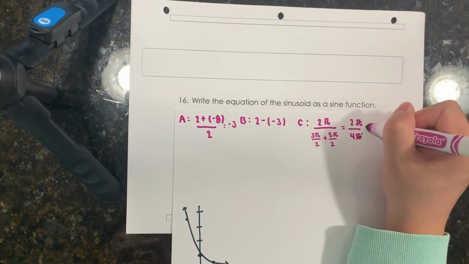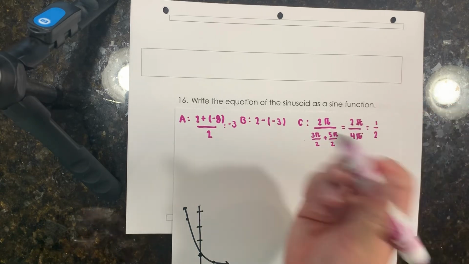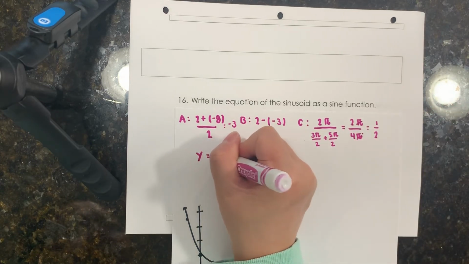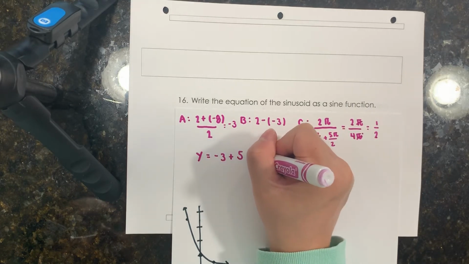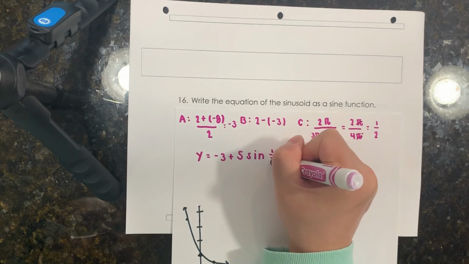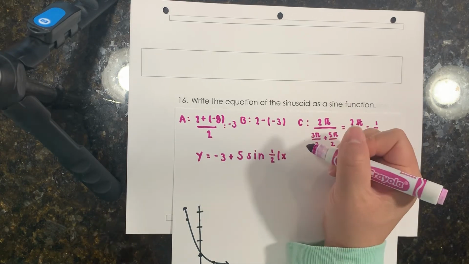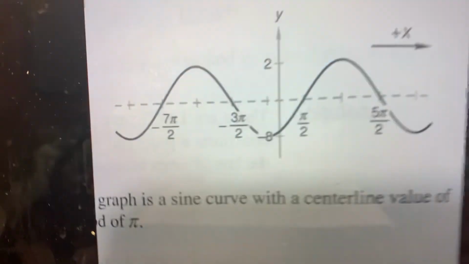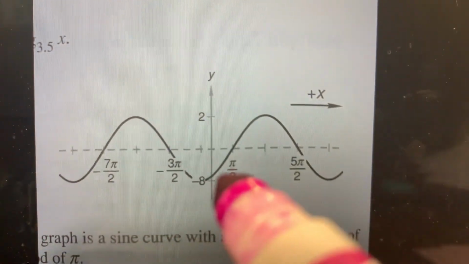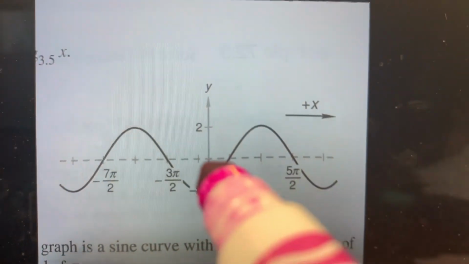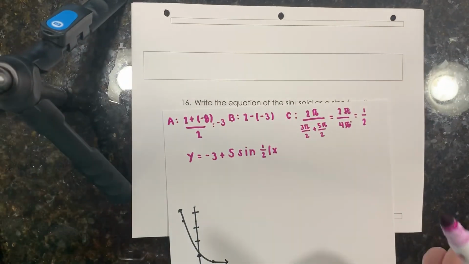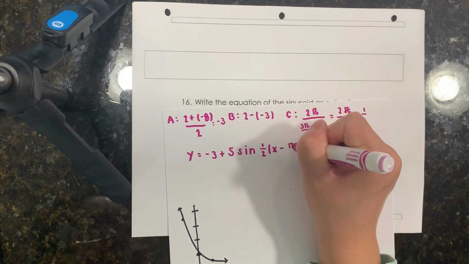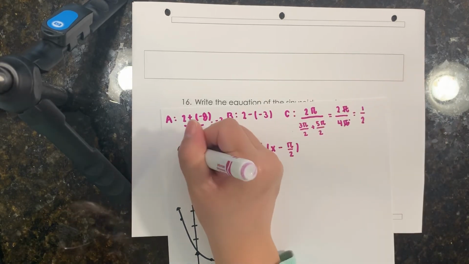The pi's would cancel and you'd be left with 1/2. So far my answer is going to be y is equal to negative 3 plus 5 sine of 1/2. And now we're going to do the phase shift. Currently you can see on your diagram that it's sloping up at pi over 2. We want it to slope up at the origin. So that means we have to shift this whole graph over to the left, pi over 2. So that means that we would go x minus pi over 2.